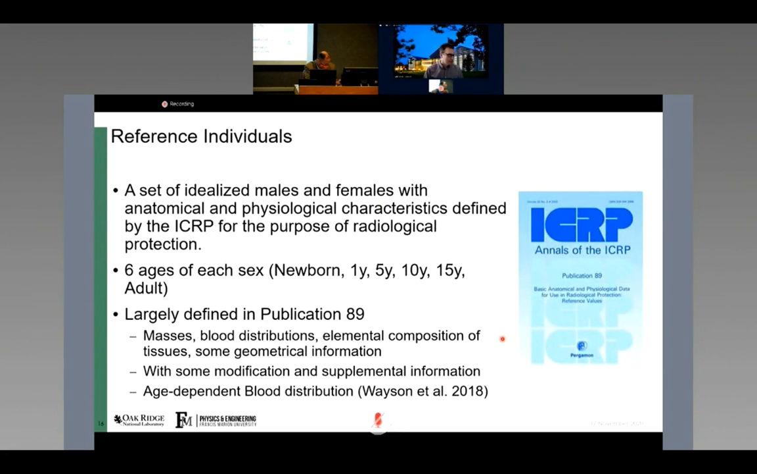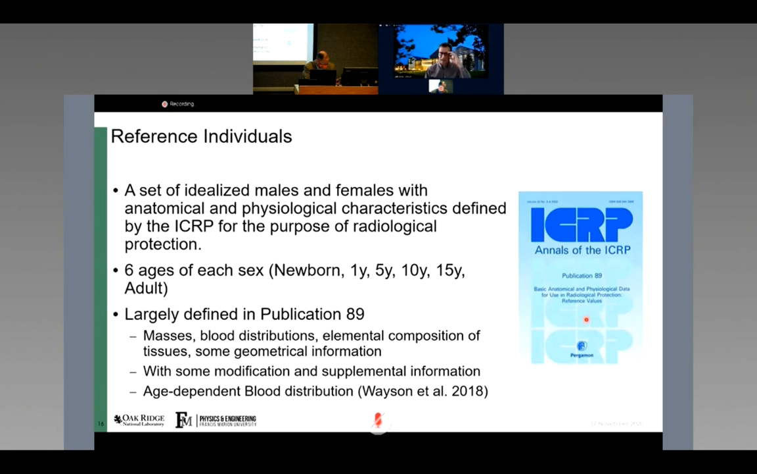So the reference individuals, one thing I will point out here is there's no image I can show you of reference individuals. There is no picture. If I was to show you a picture, it would be a bunch of data tables, right? Because the reference individual is a set of idealized males and females with certain characteristics.